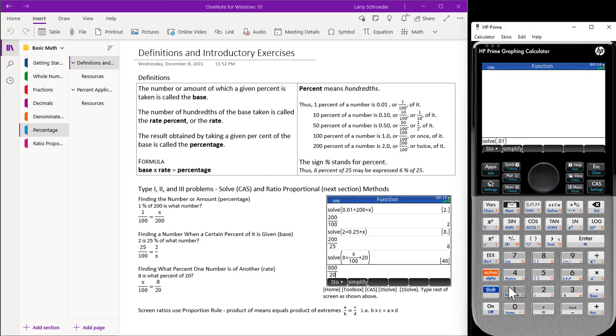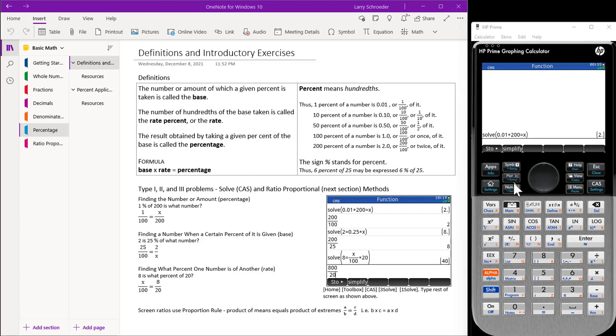0.01 times 200. We need to get an equal sign. The X, we can use the XTθN key. Press enter. The answer turns out to be 2.